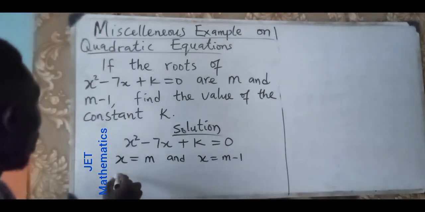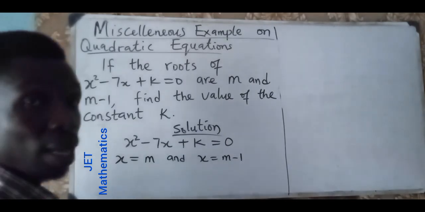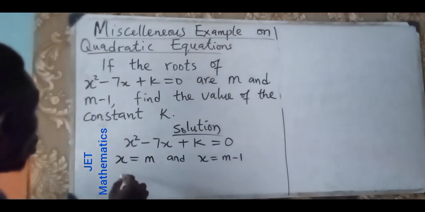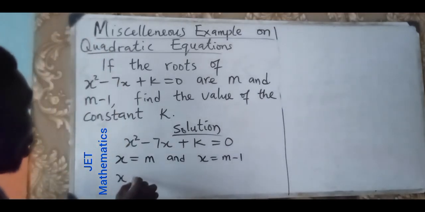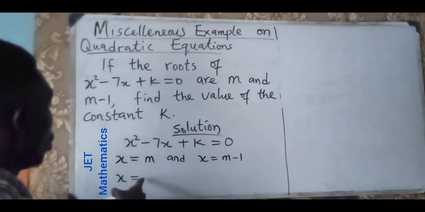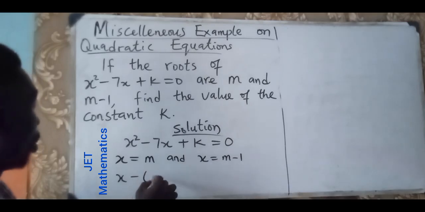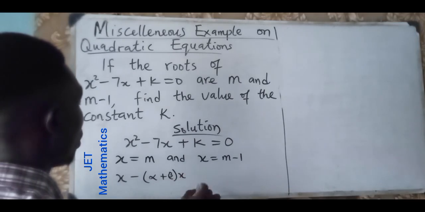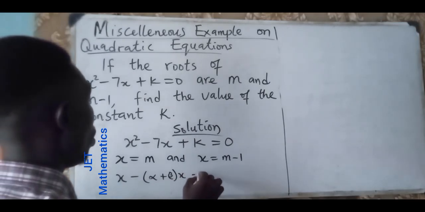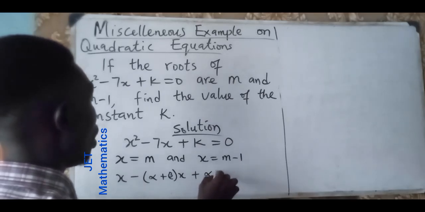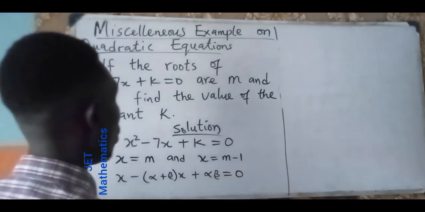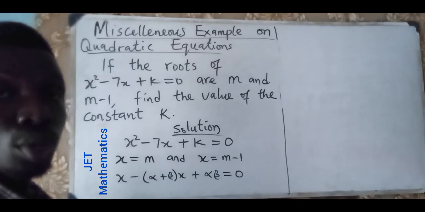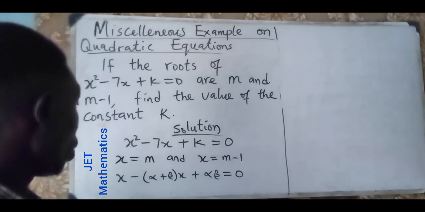Okay, using sum and product of roots to form the quadratic equation, remember the formula: if alpha and beta are the roots of a quadratic equation, then the equation will be x squared minus (alpha plus beta) x plus alpha beta equals 0. So remember, alpha and beta are the roots of the quadratic equation.